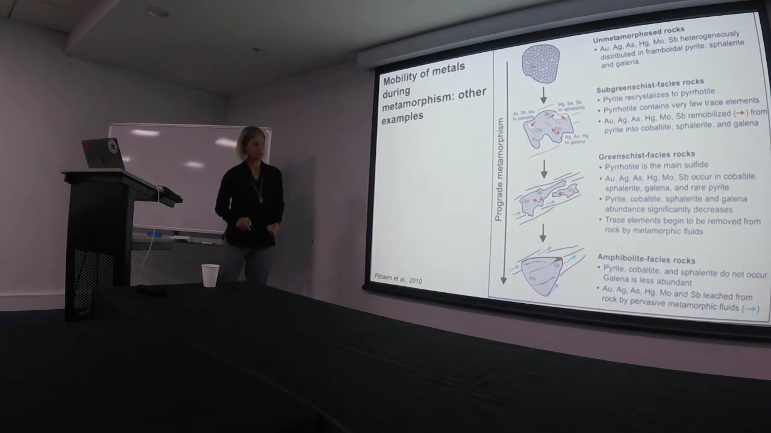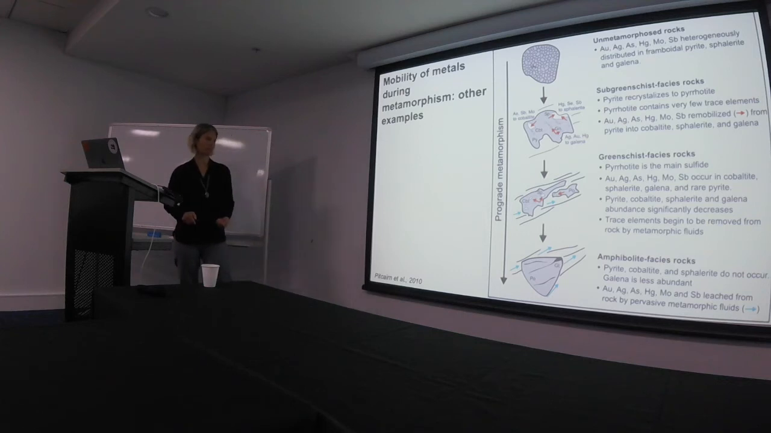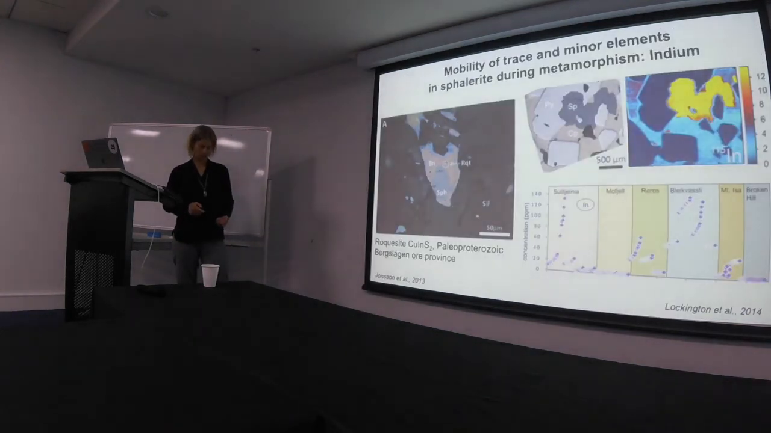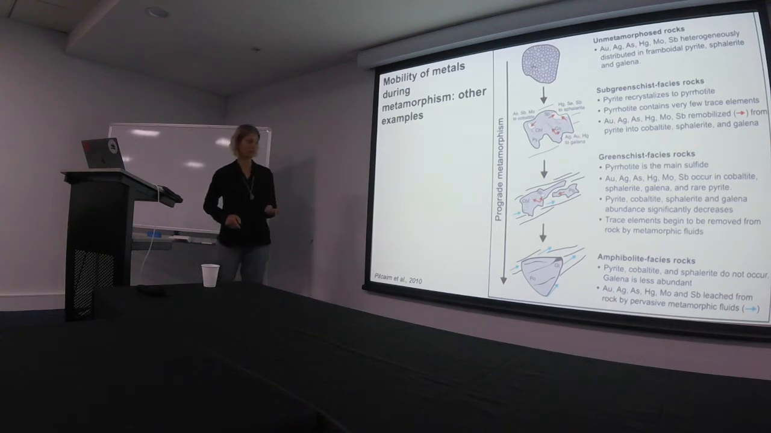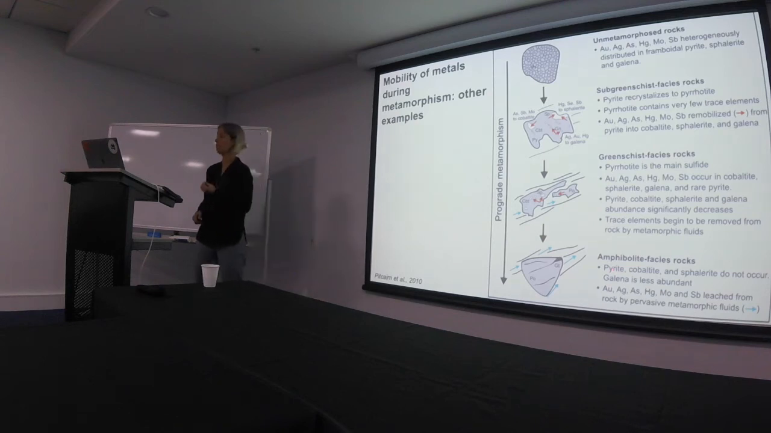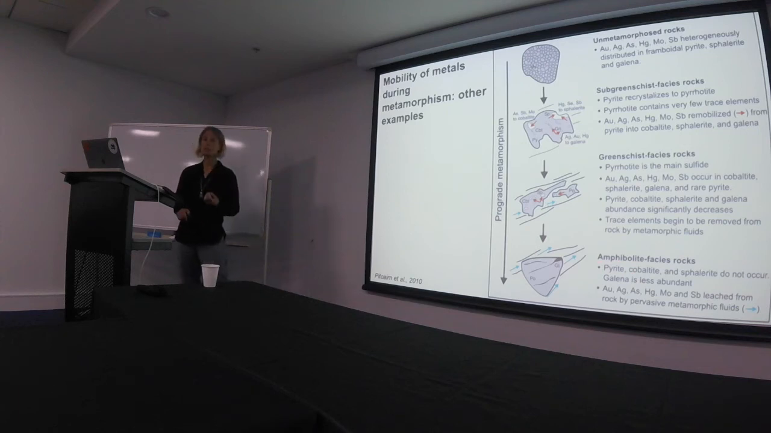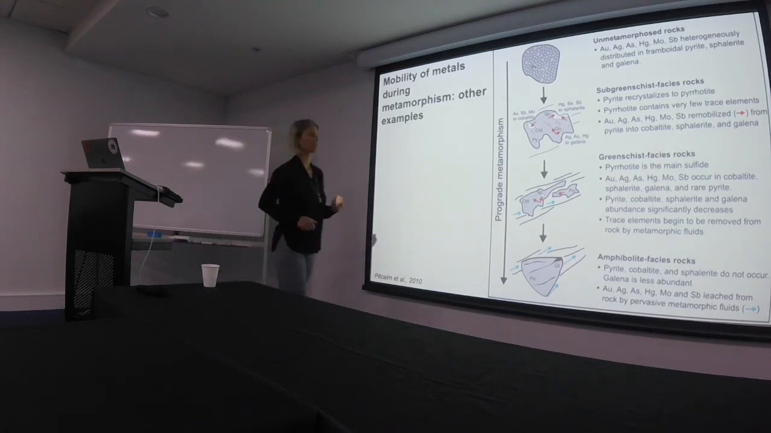But at higher temperature, the stability of pyrrhotite changes, and at amphibolite facies conditions, these phases are not thermodynamically stable anymore, and these metals may be leached from the system and be taken by pervasive metamorphic fluids.